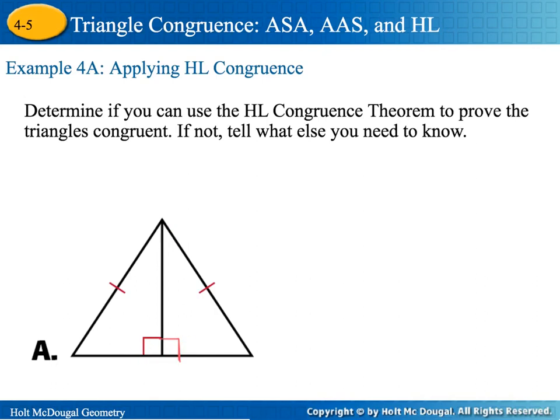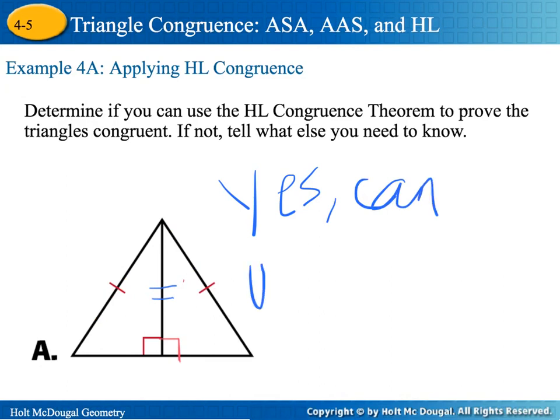Now I need to see if I've got enough other information. So I do have the hypotenuse of both. These are opposite the right angle, so I do have two H's. I have the H part. Notice also I've got a leg in common between both of them. This is the reflexive leg, so I could say that it has the legs in common and the hypotenuse. So, yes, can use HL. And that's it.